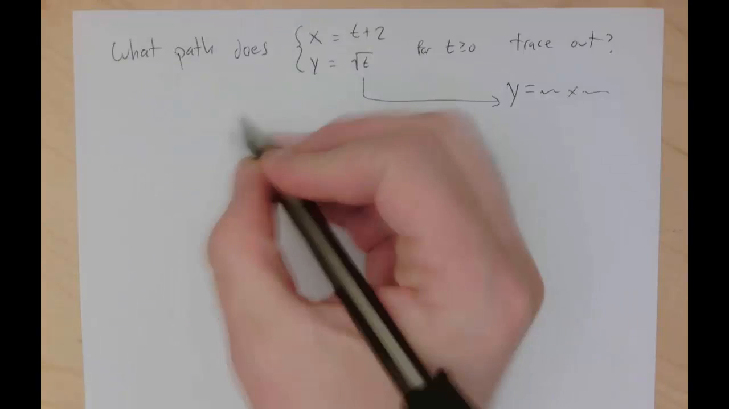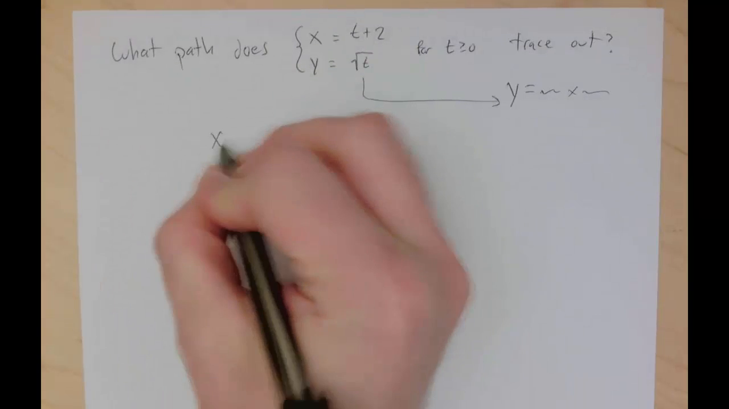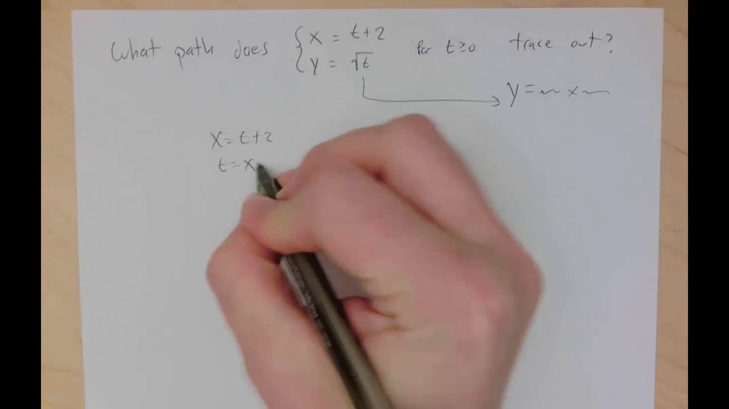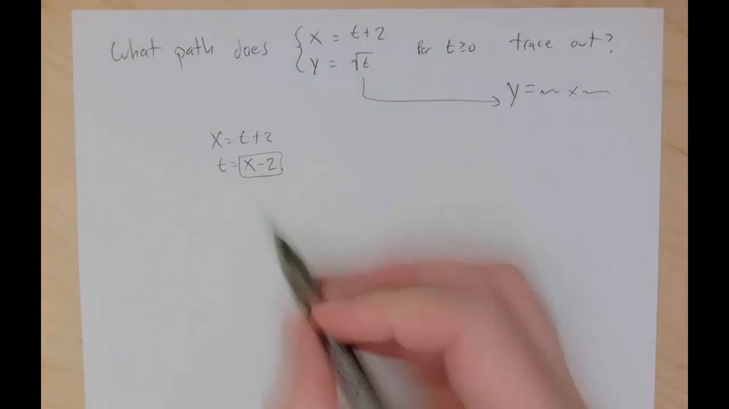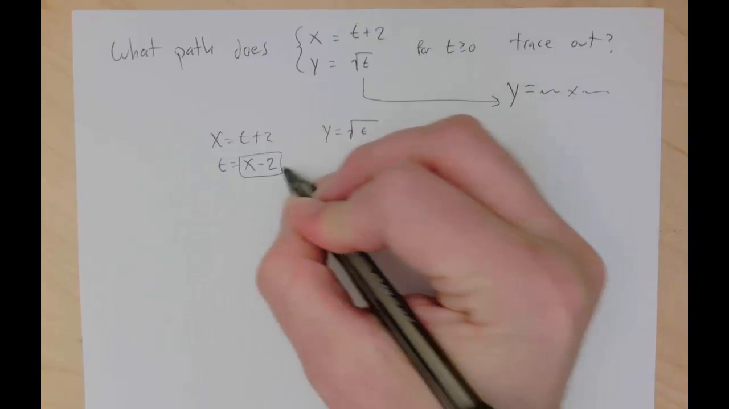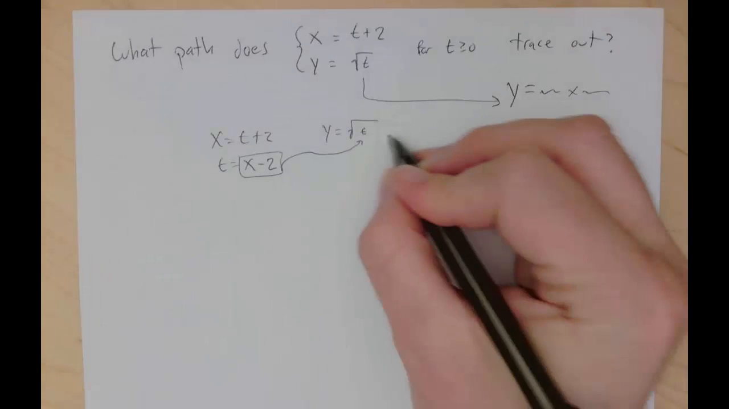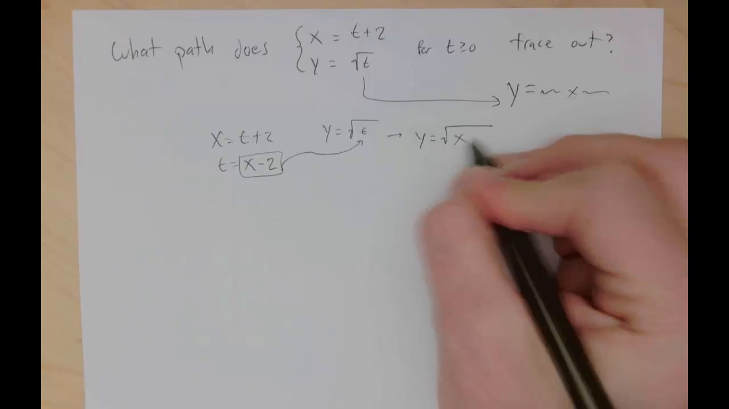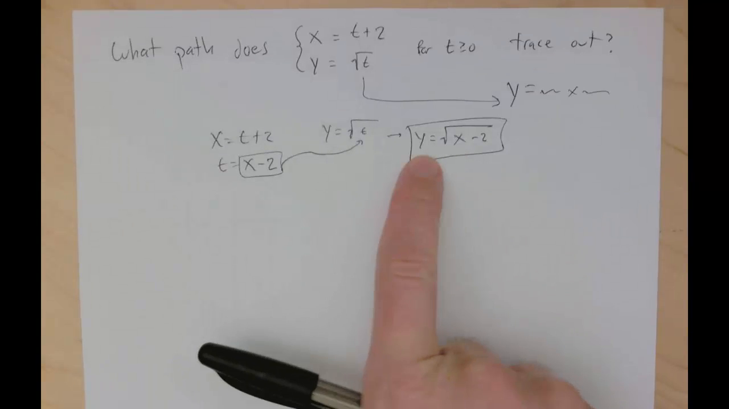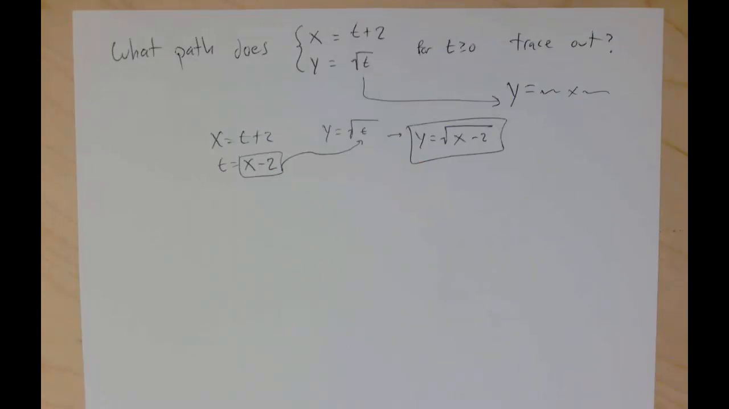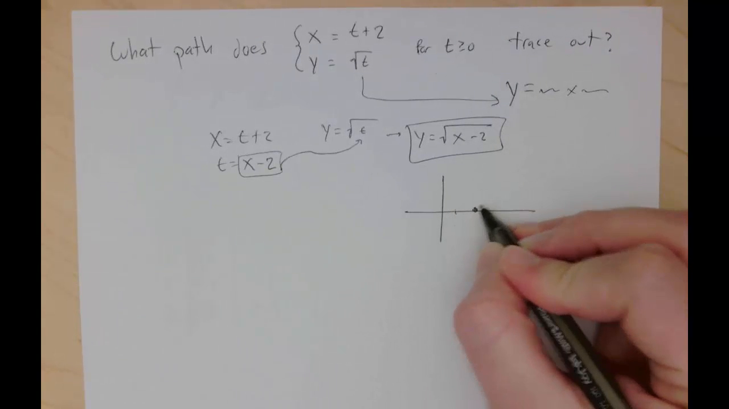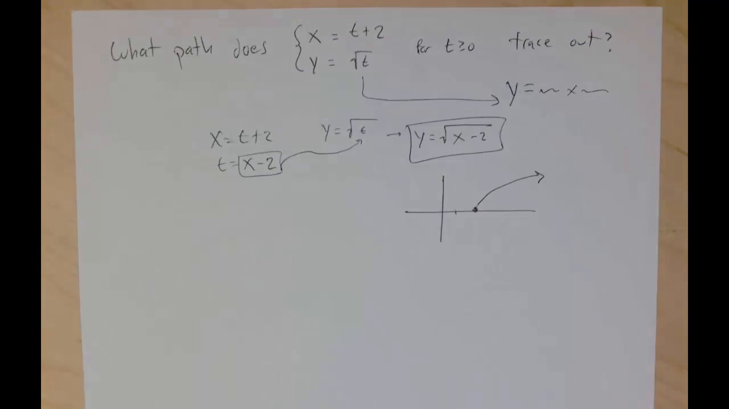So what would that look like? Let's take our x equation here, x equals t plus 2, and let's solve for t. So t equals x minus 2. All right, now that I know that t equals x minus 2, I can take y equals root t and plug that in for t. So that gives me y equals the square root of x minus 2. And now I've got a graph that directly relates x coordinates and y coordinates. You know that this is a square root function that has been shifted right by 2, so you would expect it to look something like that.